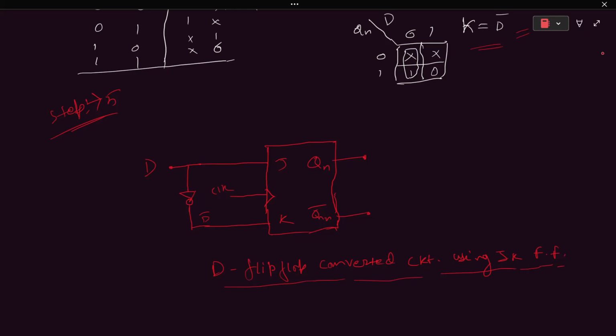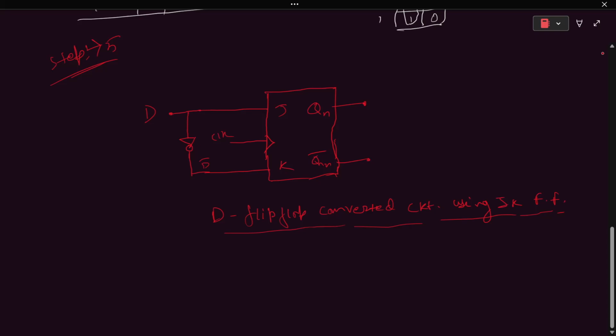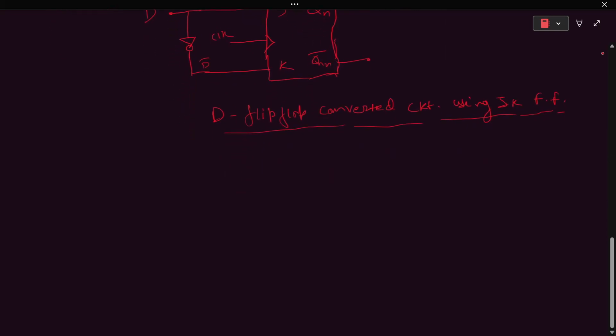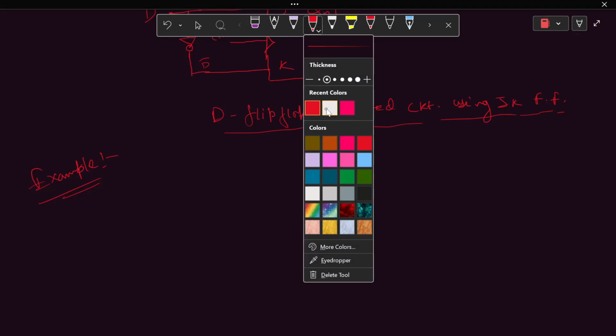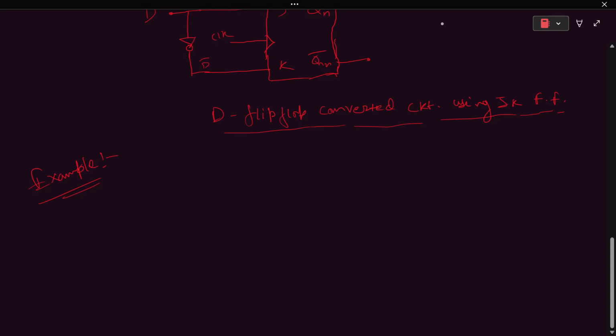So this is done. Let's solve another example, quite a large one. Let's change the color. Here we have the available flip-flop as SR. Convert the SR flip-flop into a JK flip-flop.